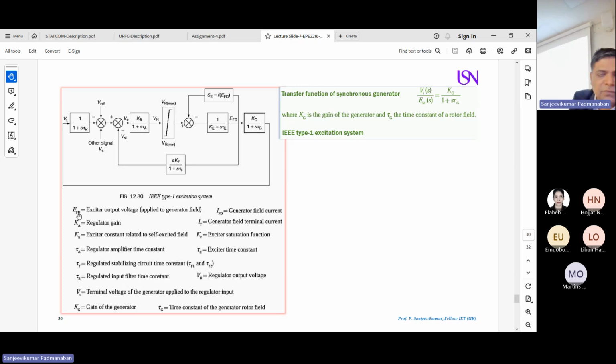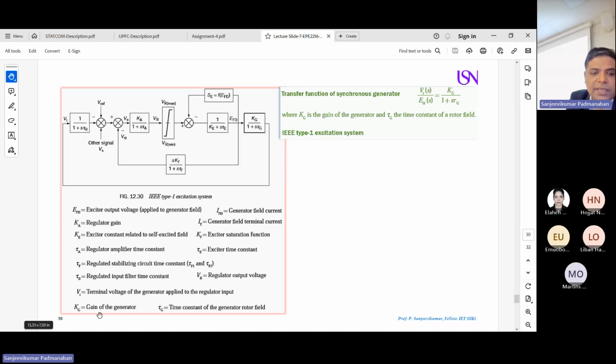So what is EFD? EFD is the exciter output voltage. The terminology is very important. What is KA, which is a regulator gain? What is KE? Exciter constant related to the self-excited system. What is tau A? Regulator amplifier time constant. What is tau F? Regulator stabilizing circuit time constant. What is tau R? Regulator input filter time constant. What is VT? Terminal voltage, or I say it's the voltage required for the regulation.